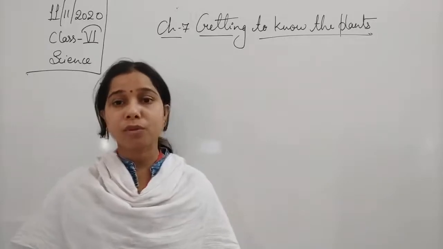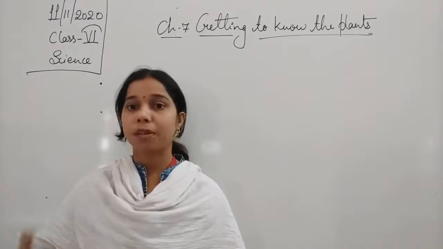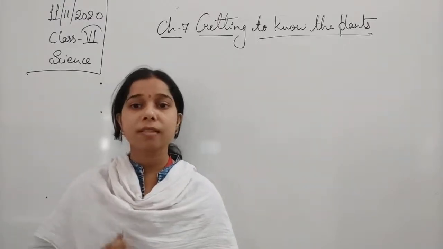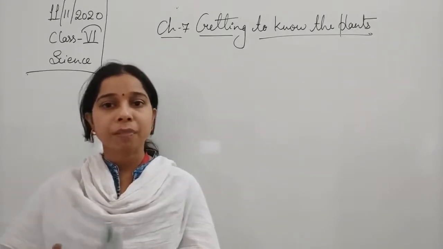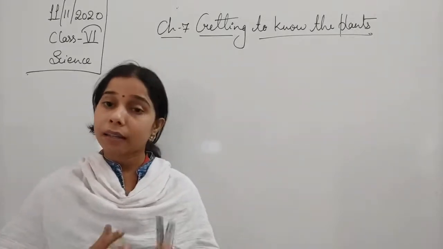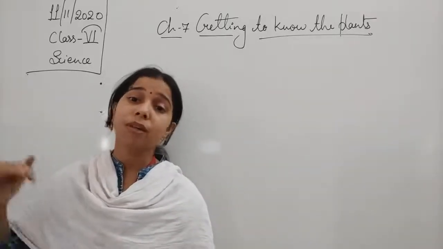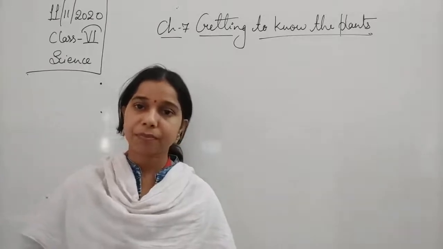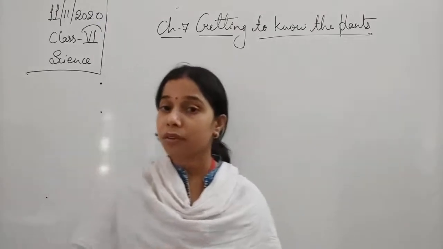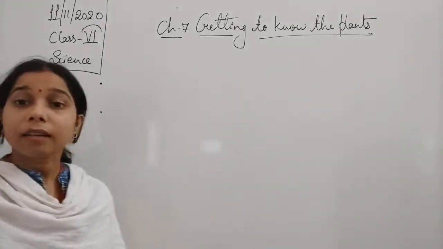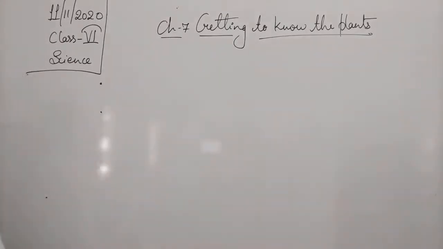So what is the stem, students? You know that the upper portion or part of the plant which is just above the ground is known as the stem of the plant. It helps the plant to stand upright, or to move vertically in the upward direction. If we talk about the functions of the stem, there are a lot of functions. The first function is that it helps in keeping the plant upright at one place.